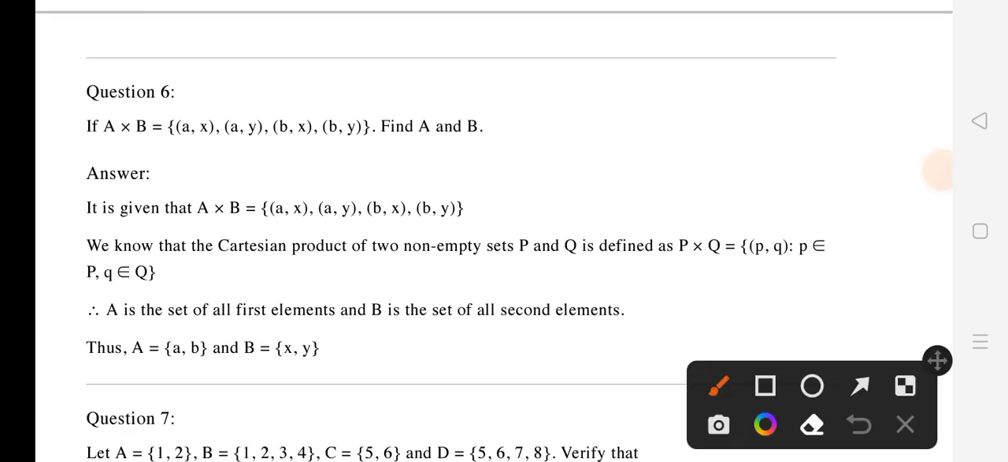Next question is, if A cross B equals {(a, x), (a, y), (b, x), (b, y)}, you have to find A and B. It is given that A cross B equals these elements. So we know that the Cartesian product of two non-empty sets P and Q is defined as P cross Q.